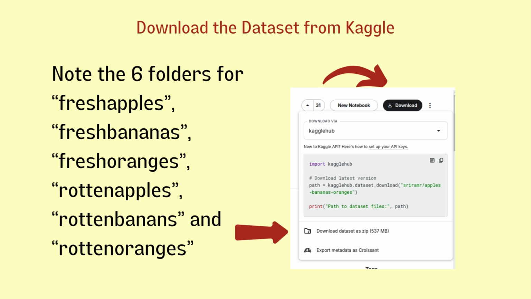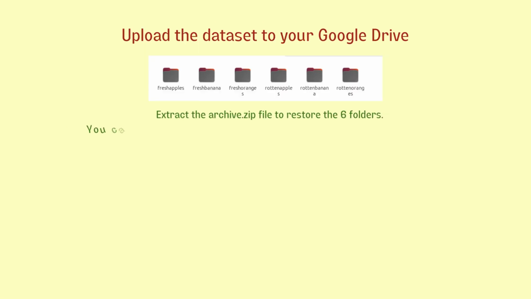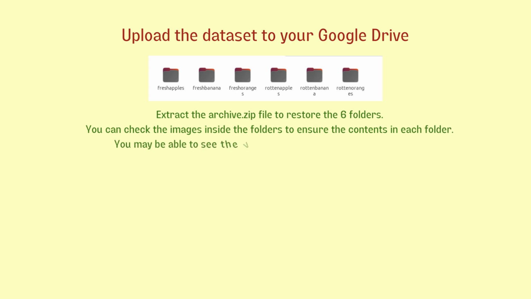Note the 6 subfolders for fresh apples, fresh bananas, fresh oranges, rotten apples, rotten bananas, and rotten oranges in the fruits dataset. Click the Download button on the top right and select the option for the zip file to download the entire dataset on your computer. Extract the archive zip file to restore the 6 folders for fruits data.